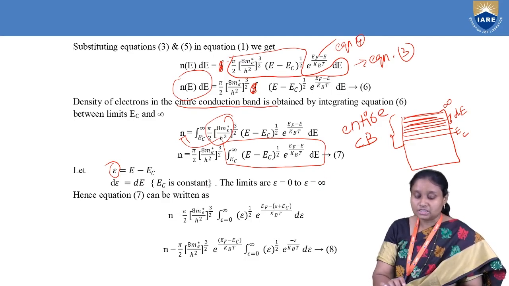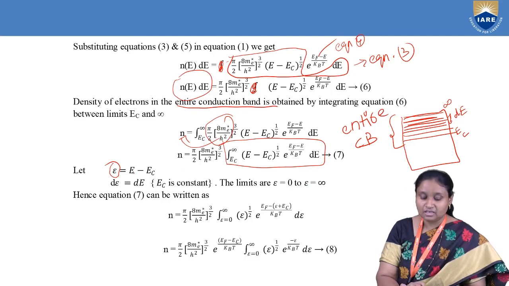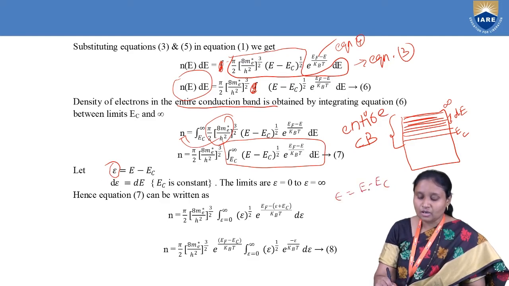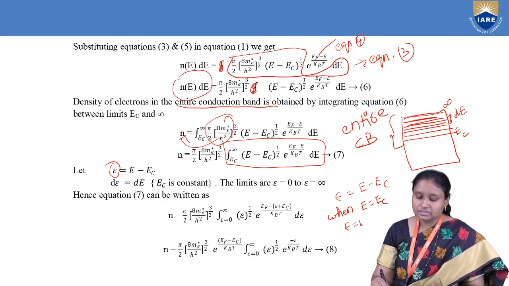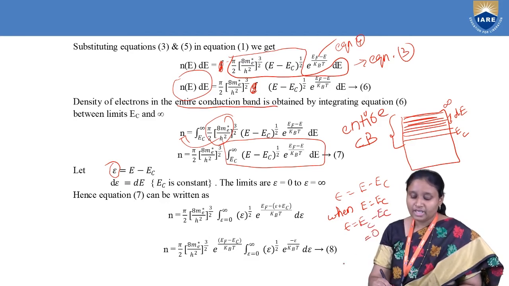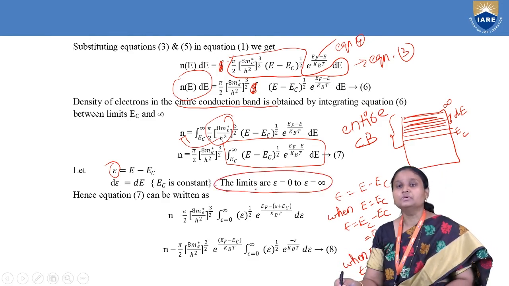Instead of EC to infinity, suppose I substitute lower limit EC in place of E, I'll have my epsilon to be 0, because our epsilon is E minus EC. When our E is equal to EC, then we'll have our epsilon as EC minus EC, which is equal to 0. Whereas if I take my E to be infinity, then epsilon will be infinity minus EC, which will be equal to infinity. So that's why our limits will change from 0 to infinity.